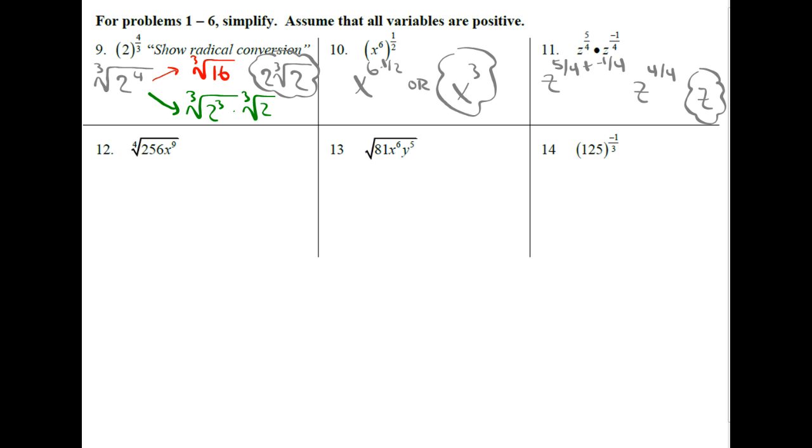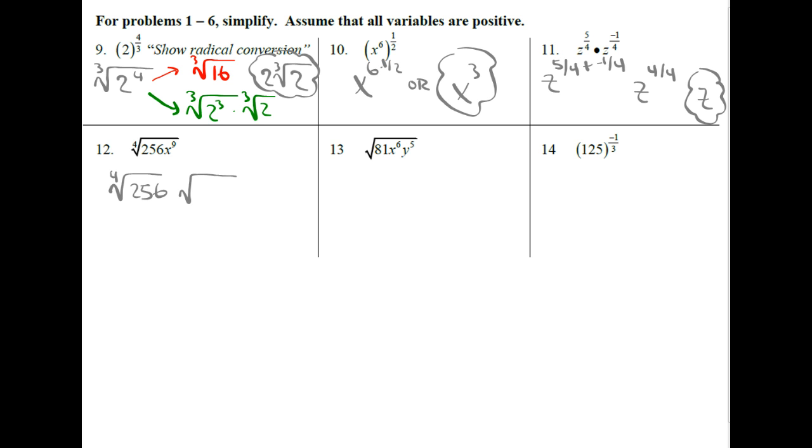Number 12, we have a 4th root of 256. I'm not super great with all my perfect 4th roots, but I have my little table of powers with me here. And it is in fact a perfect 4th root. It is 4 to the 4th. So 4 to the 4th power is 256. So I'm going to break this up into perfect 4th root factors.